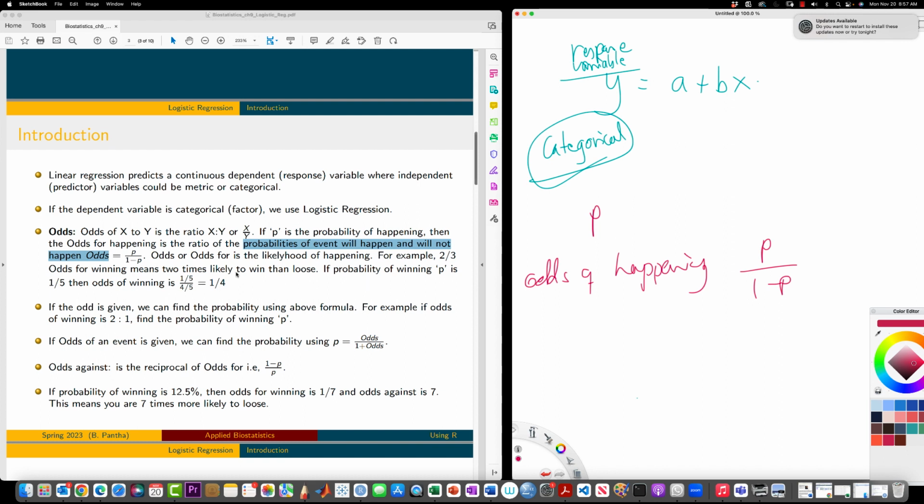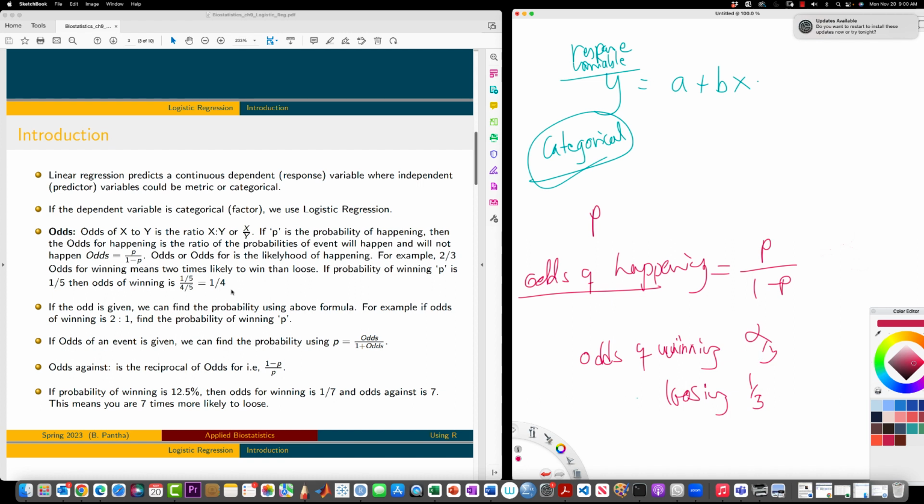So the odds for is the likelihood of happening. If the probability of winning is 2/3, then the probability of losing will be 1/3, right? That means you see that winning is 2 times more likely than losing. So you can think that way.